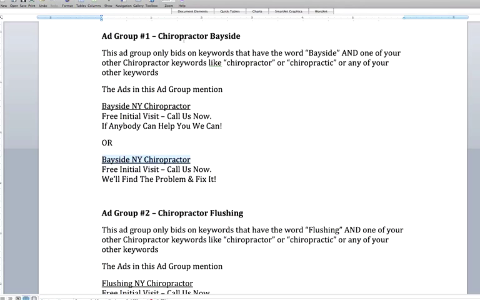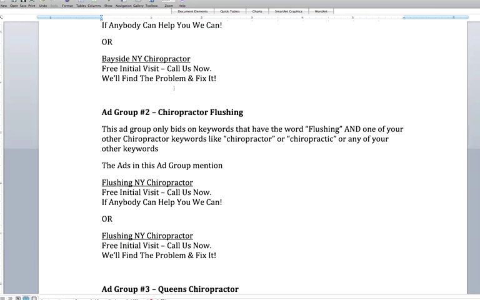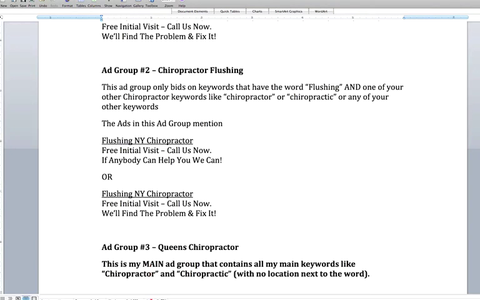Think about that. Someone types in chiropractor in Bayside or Bayside Chiropractic, and this ad comes up with Bayside in the headline, free initial visit, call us now, okay? That's really how it should be. That's what's going to get you the highest click-through rates and lead to some great success.